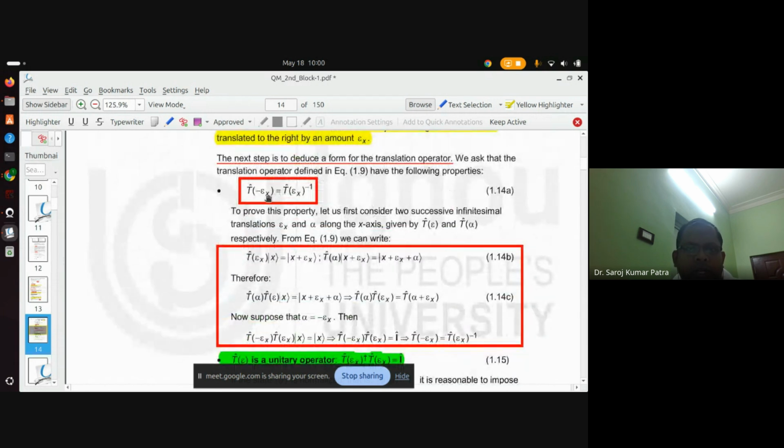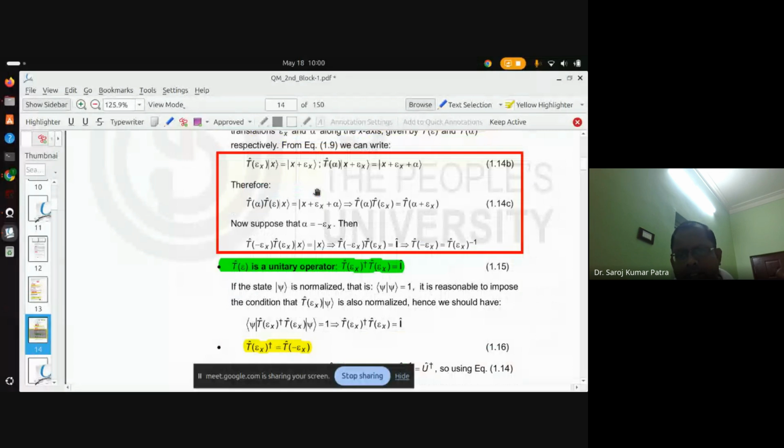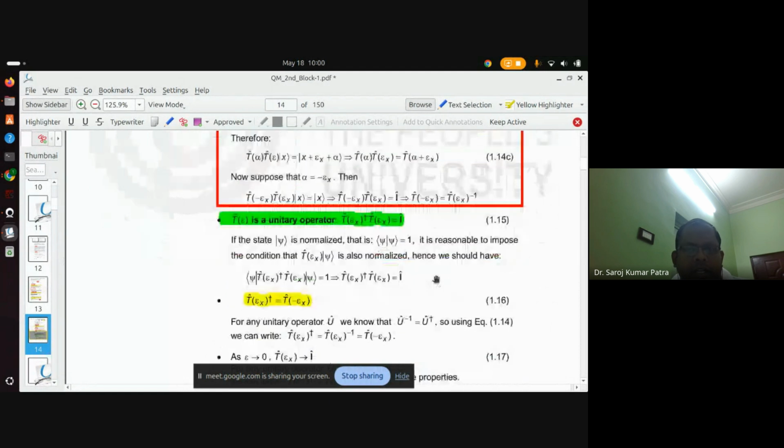So this is one property that the translation transformation must have. Next, T epsilon is a unitary operator. So T dagger times T must be equal to identity. T dagger into T must be equal to identity.